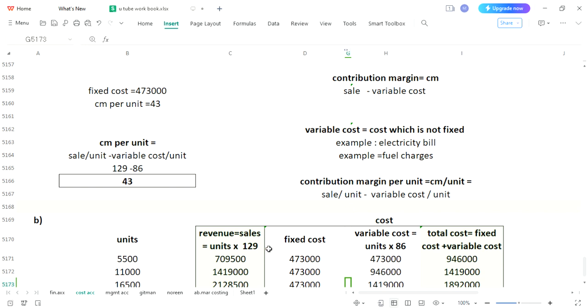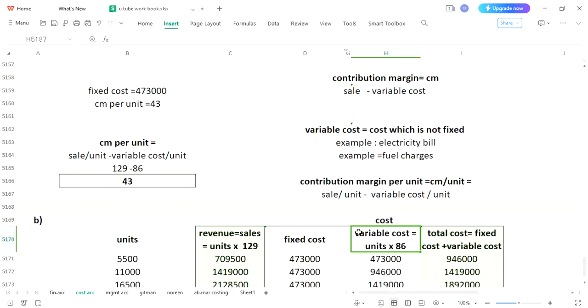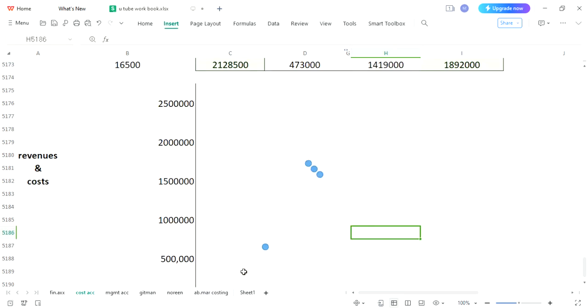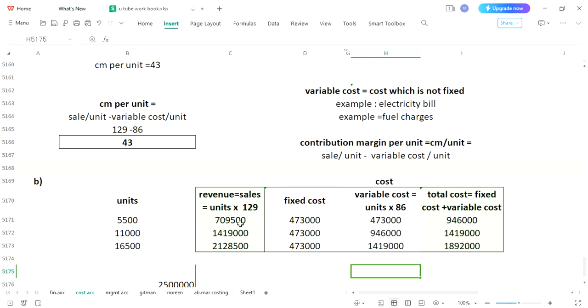5,500 units, 7 lakh 9,500. First unit 5,500 and 7 lakh. So come over here. Where would be 7 lakh? In between 5 lakh and 10 lakh is 7 lakh 50,000. So just below this would be your 7 lakh 9,500. So this is your first point.